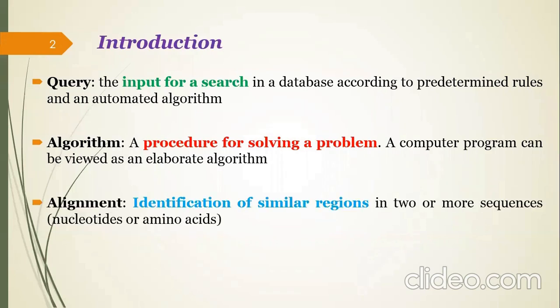And next is alignment. Alignment is the identification of similar regions. We align different sequences to identify similar regions. We need to know similarities between two things, like if we want to know whether birds are similar to reptiles, what is similar between the two things, we have to align them. We can say the eyes are similar between the two different species. So alignment is the identification of similar regions in two or more sequences, which could be nucleotides or amino acids.